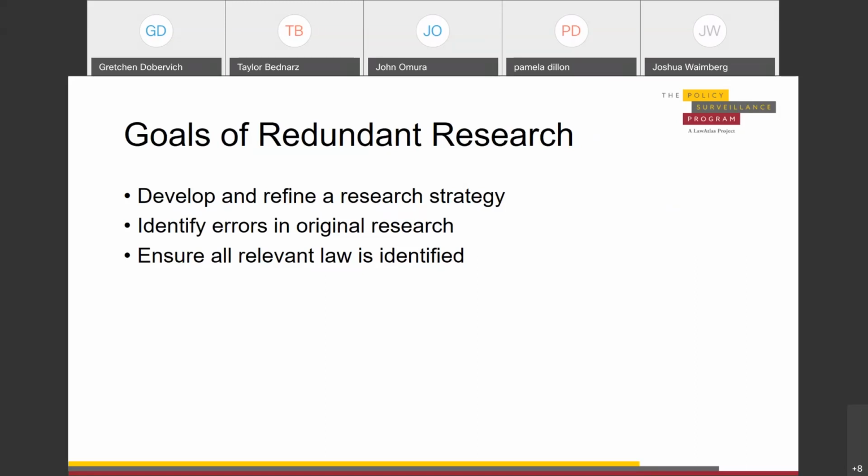The truth is that even the most skilled researchers make mistakes. It's possible that someone didn't check the table of contents thoroughly enough, or they didn't collect the law mentioned in an internal reference. Maintaining this redundant research allows us to ensure that all of these errors are identified and remedied. And then finally, this allows us to be confident that all the relevant laws that are included or excluded based on the scope of our project are collected.